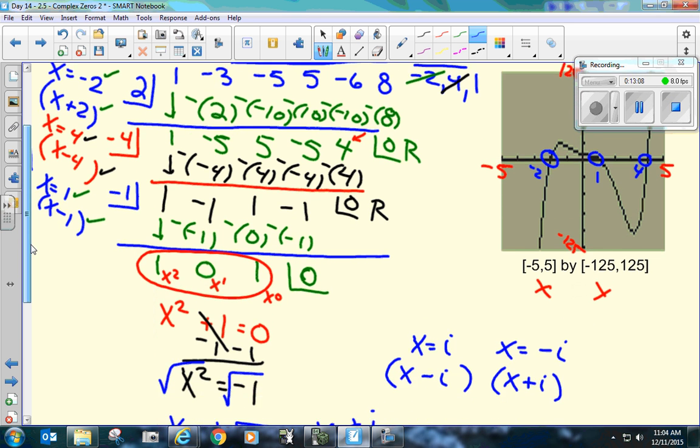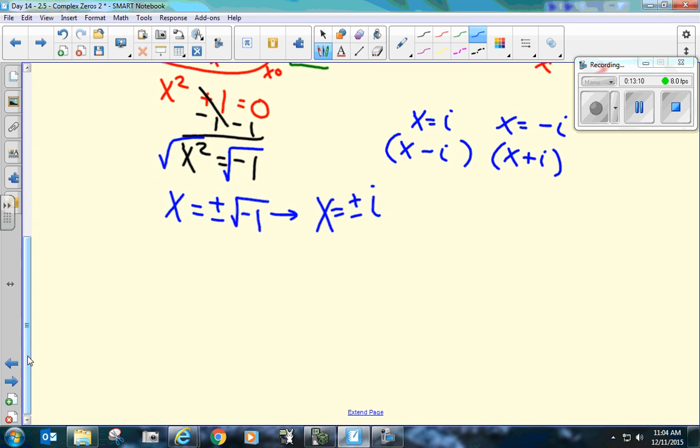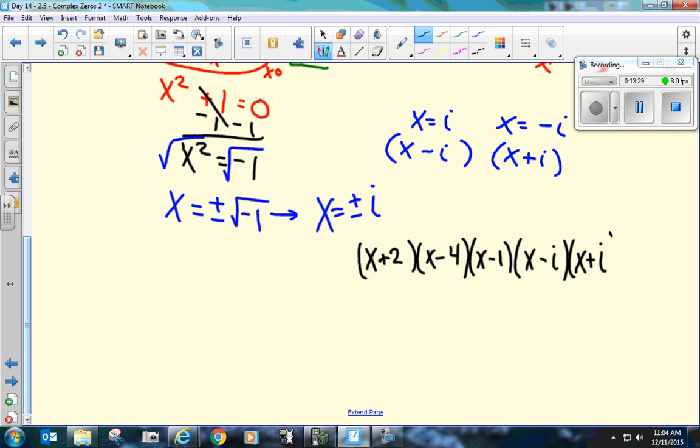Okay? We have, what's the first one? Those 3 real numbers, in factor form: x plus 2, x minus 4, x minus 1, and now our 2 imaginaries are x minus i and x plus i. There you go. That's it. f of x equals this.